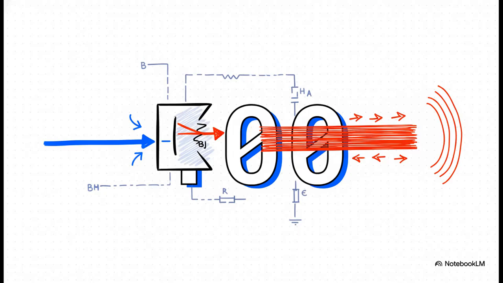Let's make this totally real. The source material gives us a perfect example. An input current of just 50 microamps, that is tiny, at the base, results in an output current of 5 milliamps at the collector. That's 5,000 microamps. You do the math, and what do you get? A current gain, a beta, of exactly 100. That is amplification, right there in the numbers.